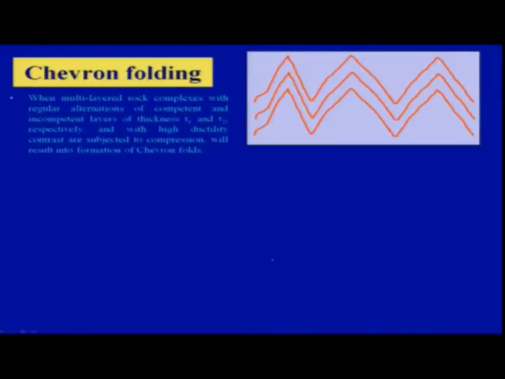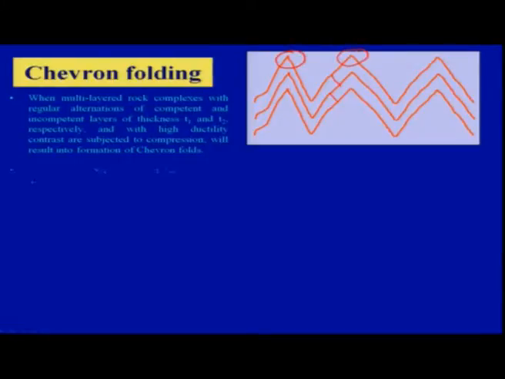Then chevron folds. Okay, they are again multi-layered. You will see them in multi-layered rocks. Okay, complexes, regular alternation of competent and incompetent layers, again of thickness T1 and T2 respectively, if you take the thickness of these beds here. Okay, and then with high ductility, in the compressional regime, they will result in the formation of chevron folds, and they will have a tip that will be very sharp.